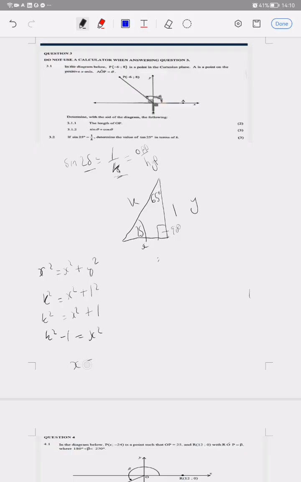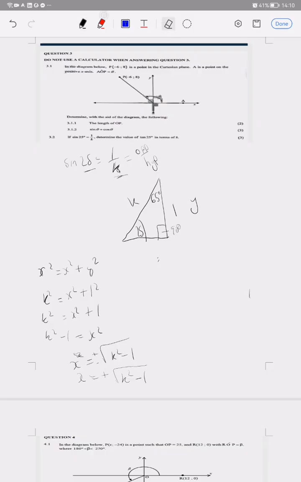Therefore, x is plus or minus the square root of k squared minus 1. Remember, in the triangle plane method, our x value and y value are always positive. So what do we do here? Already I have the x, so I can just replace it here.